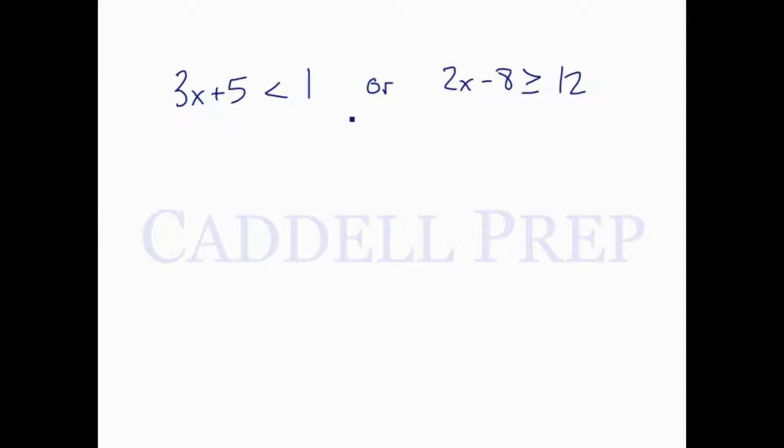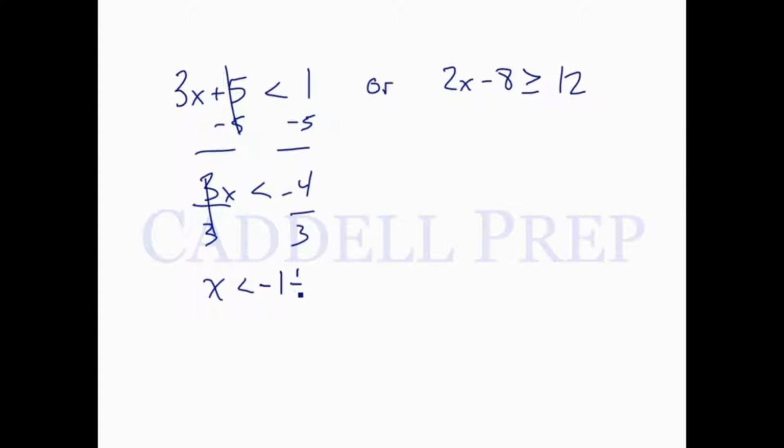In this compound inequality, we have an or. So you see it's going to be a little bit different. Still, we're going to solve each of these individually. So minus 5, minus 5. 3x is less than negative 4. Divide by 3, divide by 3. X is less than negative 4 over 3, or negative 1 and 1/3.